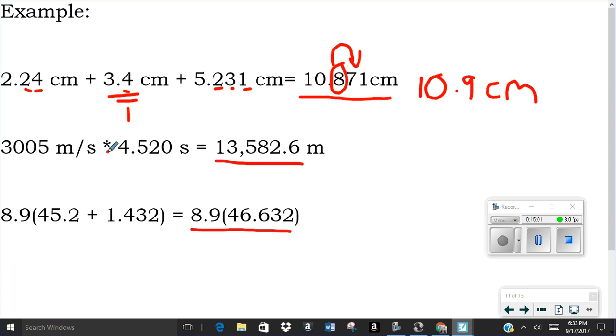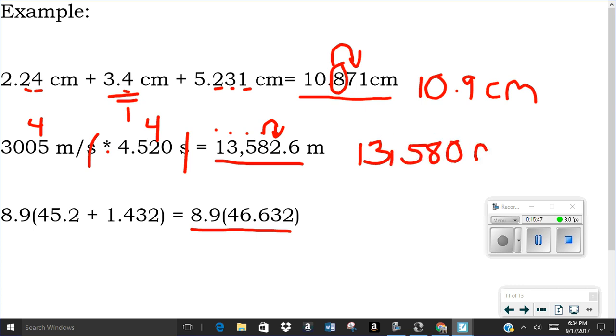Second example, I'm multiplying. And when I multiplied these values out, it's interesting to note here that the seconds cancel out, leaving me with a length in meters. This is a way to find distance or displacement if I know a velocity and time. So now that I know I'm multiplying, I'm going to round to the lowest total number of sig figs. Each one of these has 4 significant digits. So I'm going to count 1, 2, 3, 4. I look after the 8. It's a 2. The 2 is less than 5. So that means the 8 stays the same. I turn this into 13,580 meters.